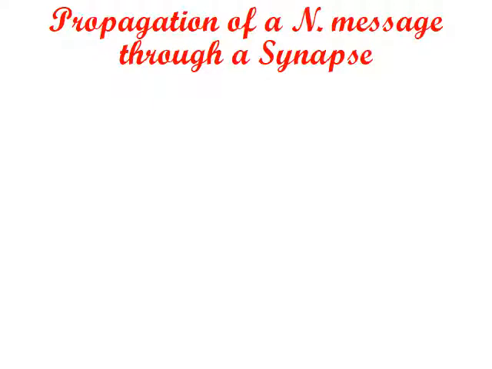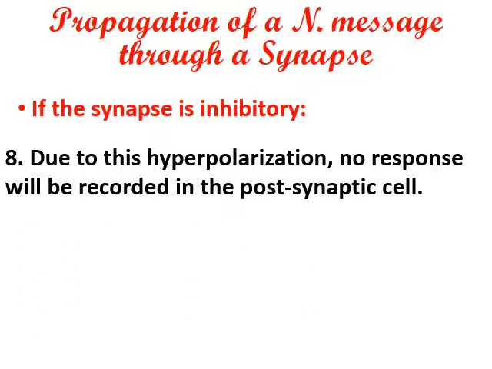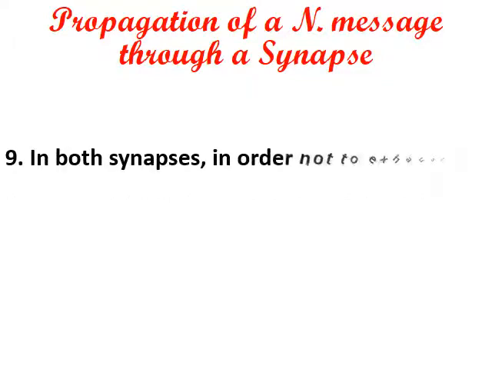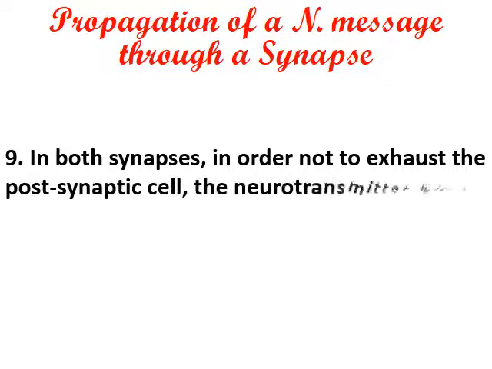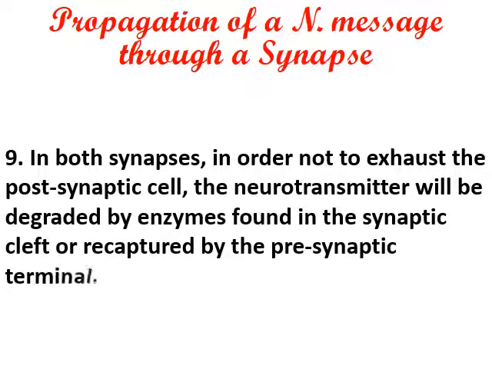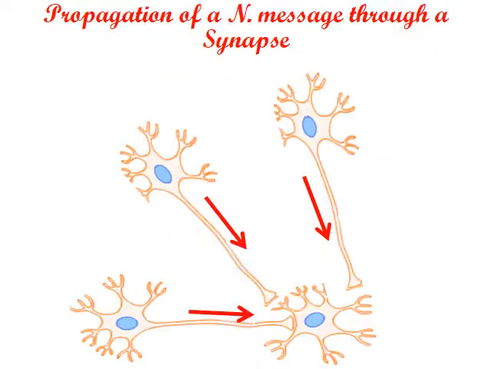Now we move to the propagation of the nervous message through a synapse if the synapse is an inhibitory one. If the synapse is an inhibitory one, due to this hyperpolarization, no response will be recorded in the postsynaptic cell. In order not to exhaust the postsynaptic cell, the neurotransmitter will be degraded by enzymes found in the synaptic cleft, or it may be recaptured, that is, its reuptake by the presynaptic terminal.